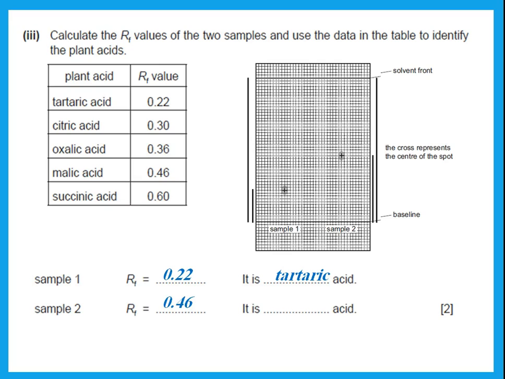Now, from the table, remember, you're not required to memorize RF values of anything. If he wants you to compare RF values, he will give you the values in a table like this. So the RF value of 0.46 applies to which one? It applies to malic acid, so my spot must be malic acid.